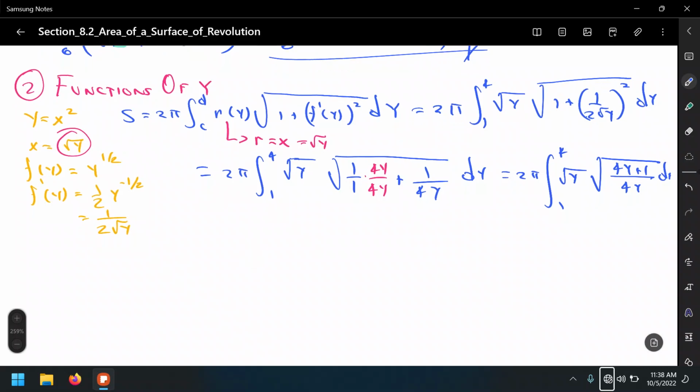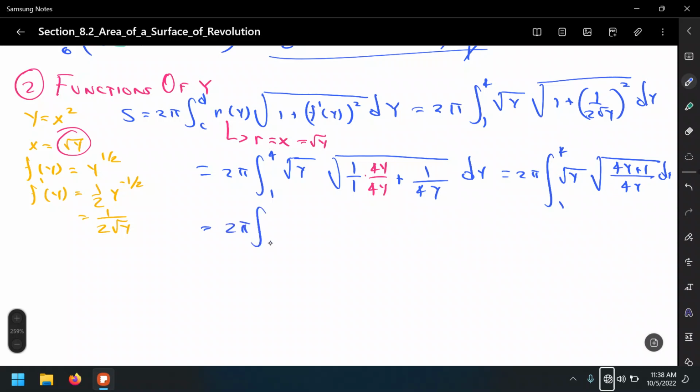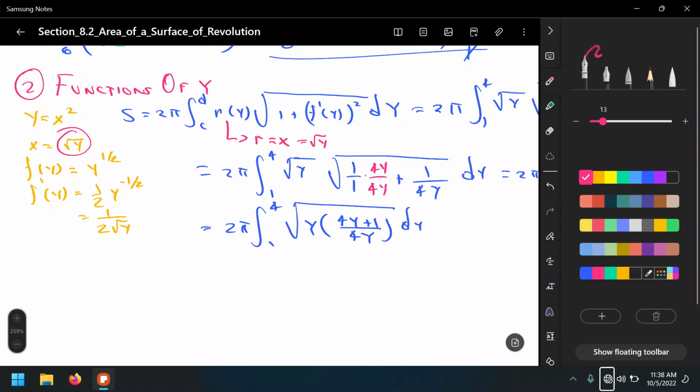So I'm going to do one thing. We have the product of the radicals, so I'm going to write this as one big radical, with everything as the product of y and this quotient. So that's 2 pi integral from 1 to 4 of the square root of y times 4y plus 1 over 4y dy. And this lets us cancel these y's together, not the 4, the y.